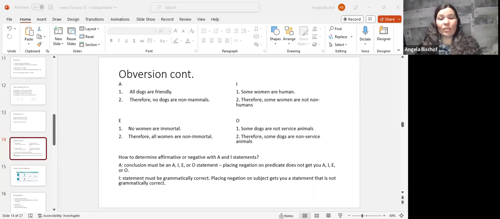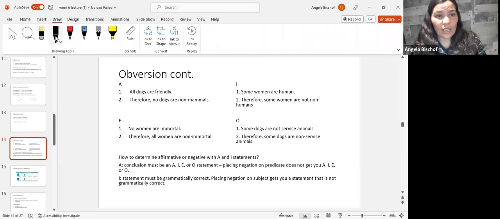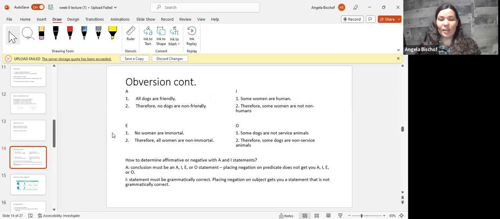We have our A statement, all dogs are friendly. And how do we turn that into this conclusion? Well, all is affirmative, so we have to change it to no. That's a pretty easy switch. And then we have our predicate term, friendly. And I don't know why it says non-mammals. Just say non-friendly. Sorry about that. Let's start over one more time.